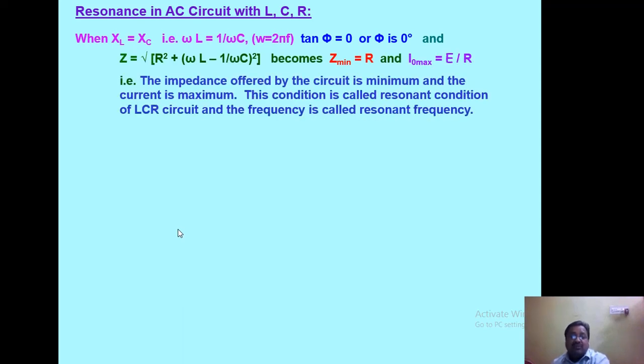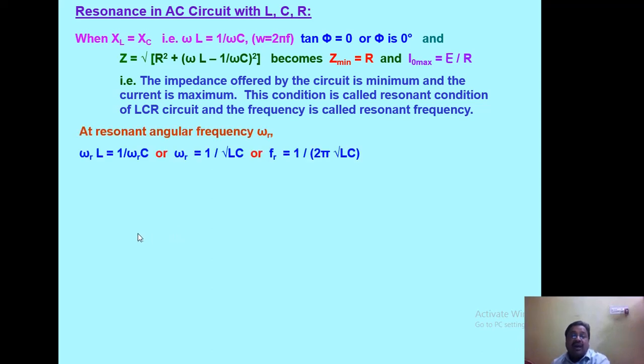From the discussion we have seen, when XL equals XC, then omega L equals 1 by omega C, and we know omega equals twice pi f, f being the frequency. Then your impedance is minimum, that is Z minimum equals R. Whenever opposition is minimum, impedance is minimum, then current is maximum, the peak current is maximum, that is E by R.